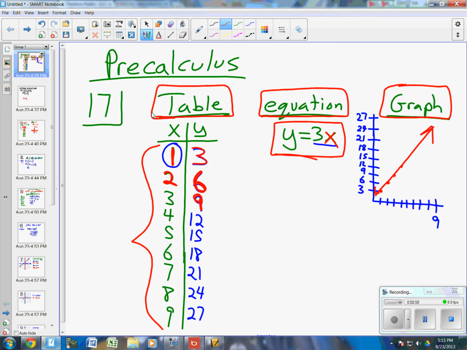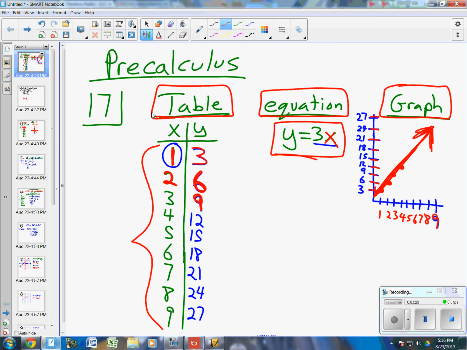Then I went ahead and made a graph over here. My scale for the bottom goes up in 1s to 9, but I made my scale on the y-axis go up in 3s. So 3, 6, 9, 12, 15, 18, 21, 24, and 27. And I plotted the point 1 comma 3, then 2 comma 6, and then 3 comma 9, and 4 comma 12, and so forth.